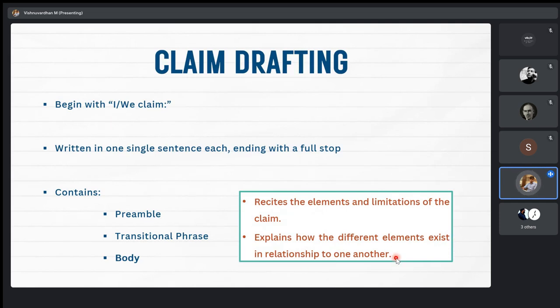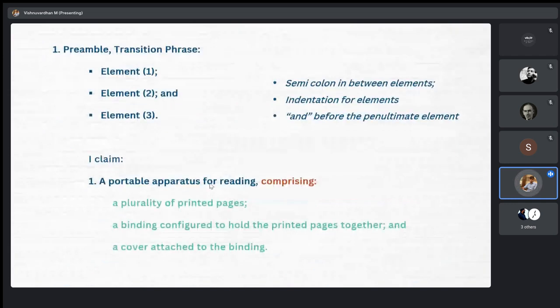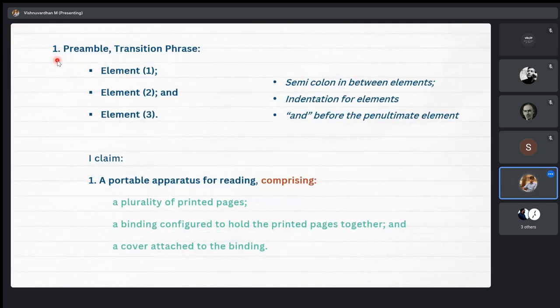I'll give you an example now, and you guys will clearly understand it. So how it looks like is first the preamble. First you put the serial number, then the preamble. What is your title? A multi-purpose chair. Comprising, that is your transitional phrase. And then you put the two dots. This is called a colon. Put these two dots and then start writing each element of the chair.